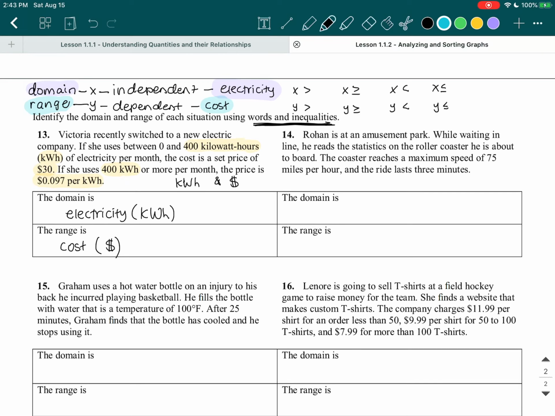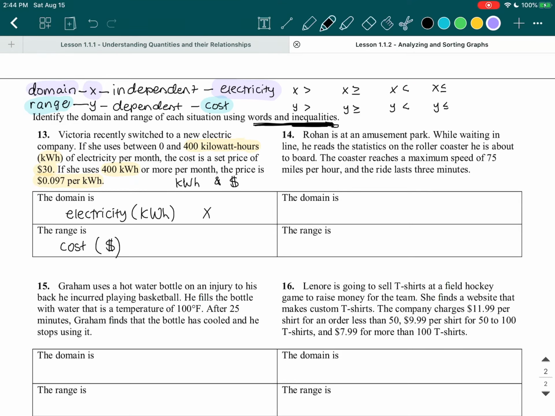And then now we have to write our inequalities. We're not done yet, right? They want words and inequalities. So now let's write our inequalities. Which letter should I be using for domain? Well, according to the things that we wrote up here, the domain is the x variable. So x, and should x be greater than or less than something?